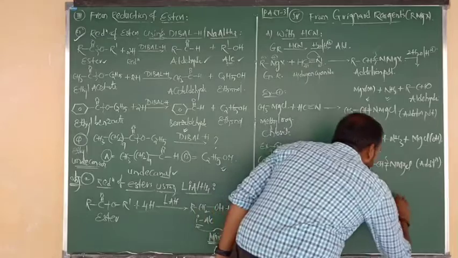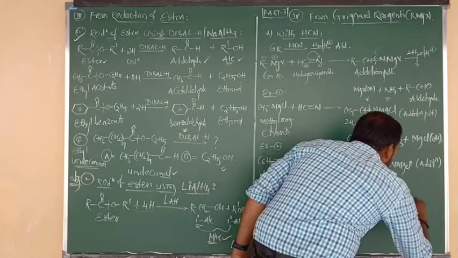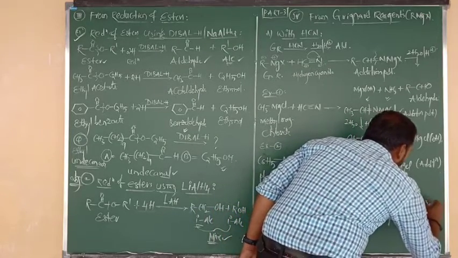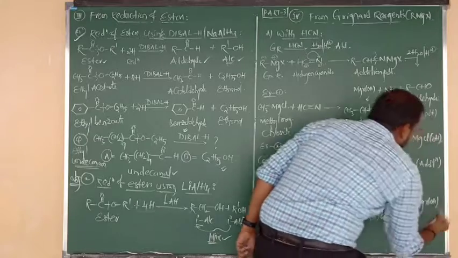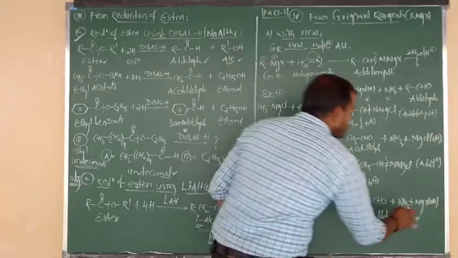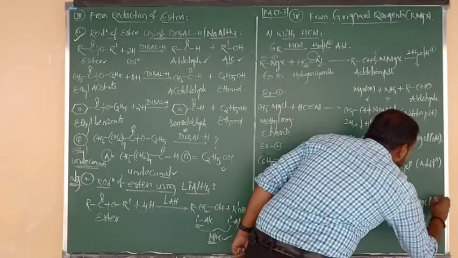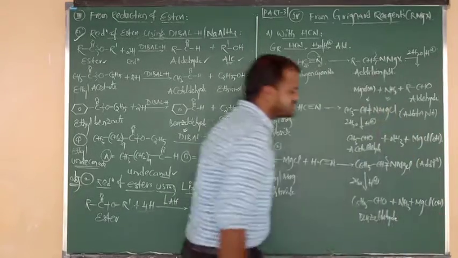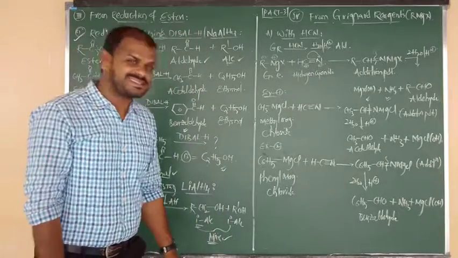Again the remaining two byproducts are the same. One is nothing but NH3 and one more is Mg(X)OH, hydroxy magnesium halide, but which halide is there? Cl is there. So MgClOH, hydroxy magnesium chloride. I hope you understand this clearly.